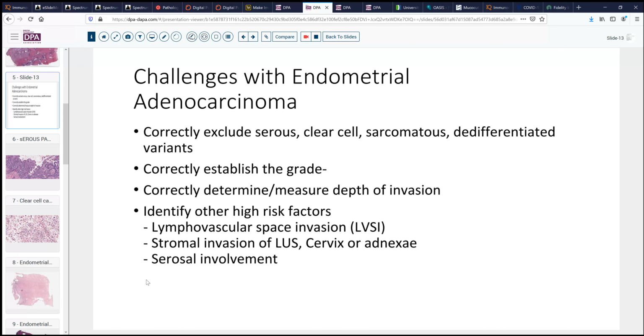And then finally, we want to identify other risk factors that place patients into a high or intermediate category of risk that may require further adjuvant or further staging evaluation at the time, such as lymphovascular space invasion, stromal invasion involving the lower uterine segment or cervix or any of the adnexae, and of course, serosal involvement.